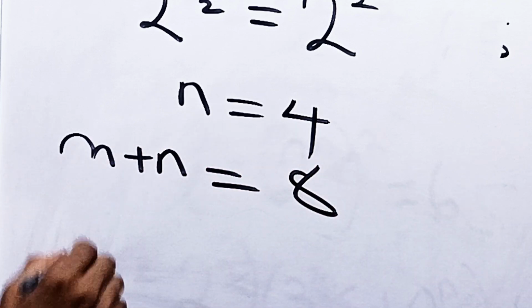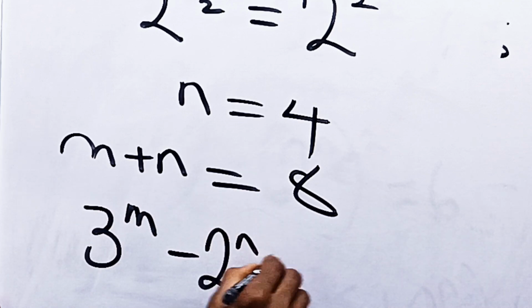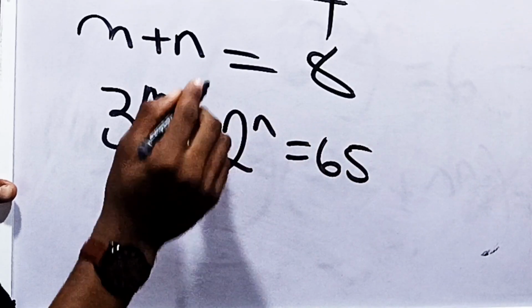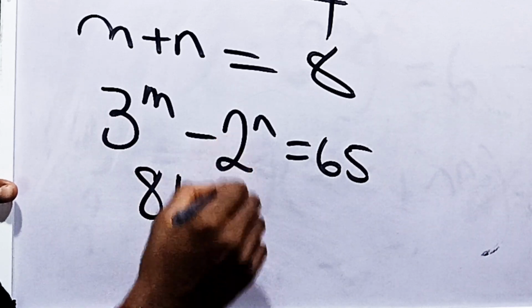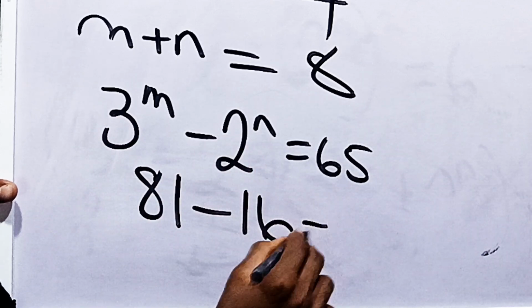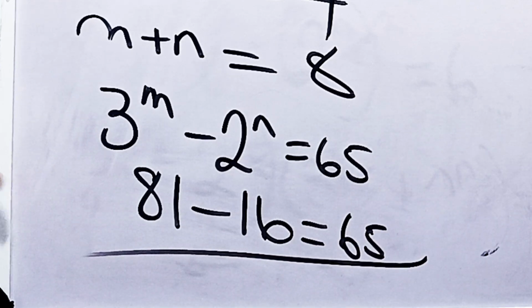Let's cross check. Question says 3 raised to the power m minus 2 raised to the power n is equal to 65. m is 4 now, so 3 raised to the power 4 is 81, minus 2 raised to the power 4 is 16, and this is equal to 65. Hence, our answer is the correct answer to this question.